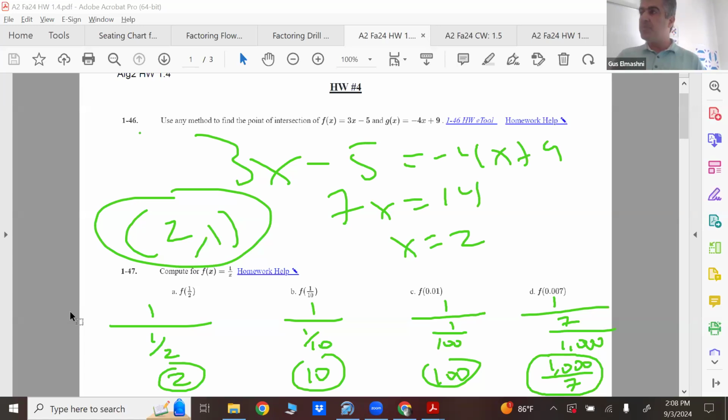Alexandra asks: do we mark off points if we just did 1 over 0.01, since I didn't specify how to express the answer? No. If I did say simplify or give as an integer, then yes. But if I don't specify, you're not wrong. All right, let's keep moving.